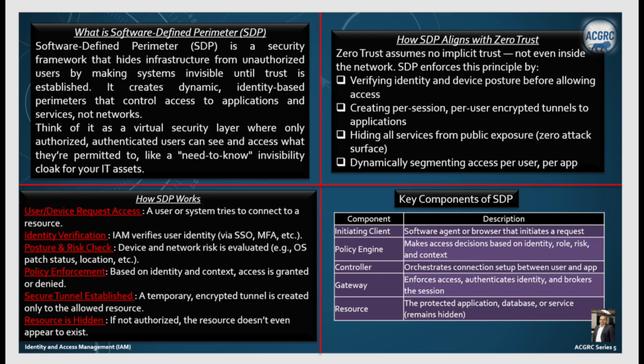This is where the SDP uniqueness comes in. It creates a temporary encrypted tunnel. It's created only to the allowed resources. And if it is not authorized, the resource doesn't even appear to exist.